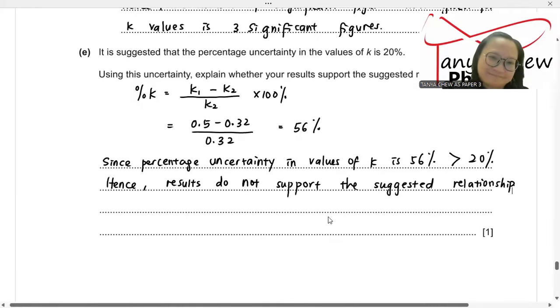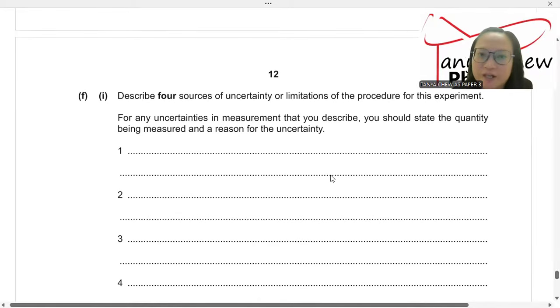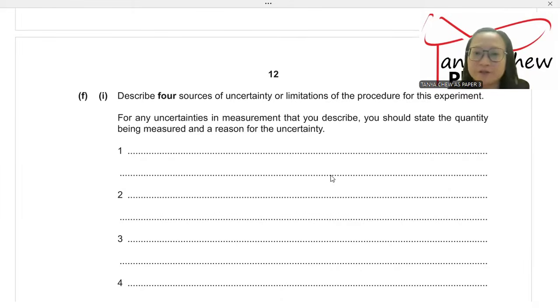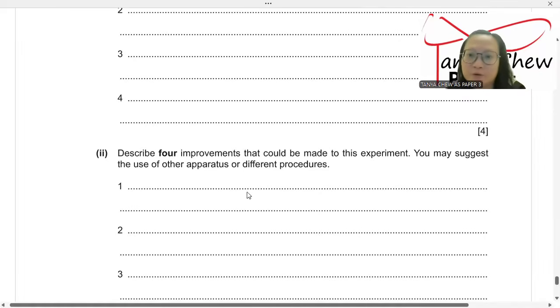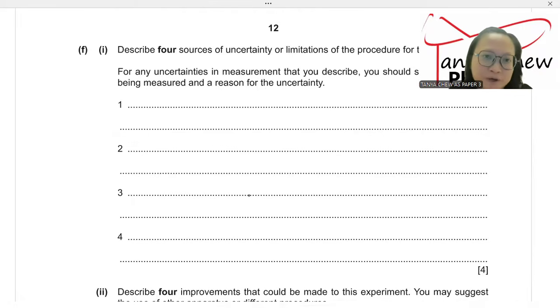That is now the last part, which is the hardest part to score. Now F part 1, describe four sources of uncertainty or limitations of the procedure for this experiment. For any uncertainties in the measurement that you describe, you should state the quantity being measured and the reason for the uncertainty. Remember, right? So I will state one uncertainty and then I will state one limitation and give you the suggested improvement. So the first one, which is the standard one, it is true for all the experiments. So I would strongly suggest you to memorize this.